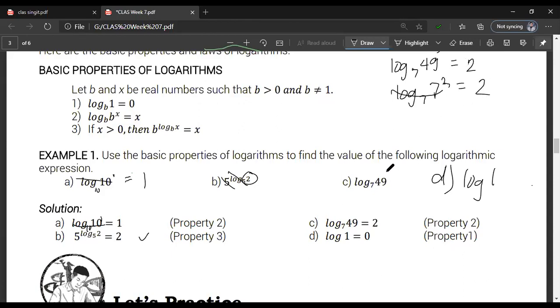So, sir, possible pala na hindi pareho to. Pwedeng gamitin si property number 2. Yes. Kaya kung ganun man, hanapin niyo yung base niya, isulat niyo siya as exponent. So si 49 is 7 squared. So, na-apply natin ang property number 2. Tapos class, sa printed module nyo, na-typo lang ako, logarithm of 1 po yun. So, ang logarithm of 1, of course, is 0 by property number 1.